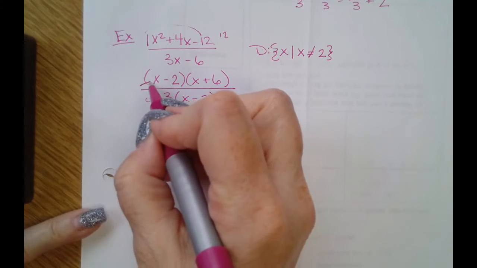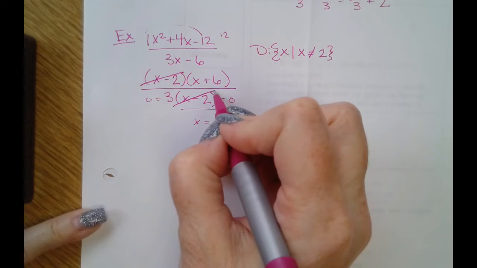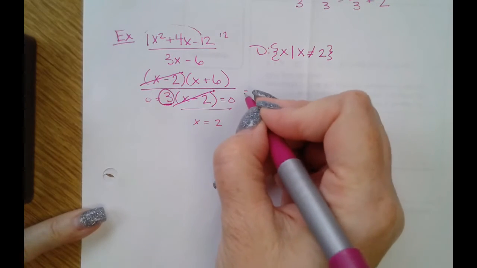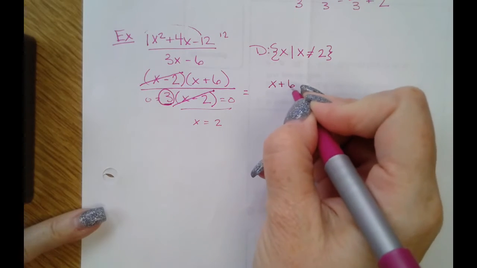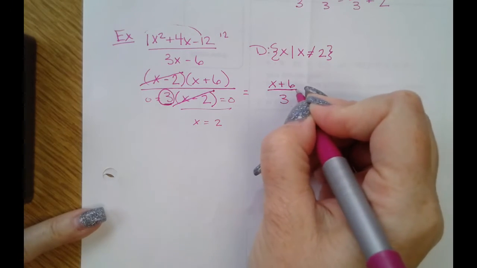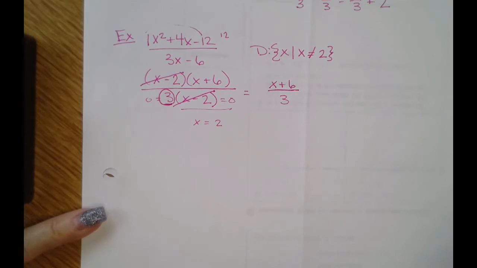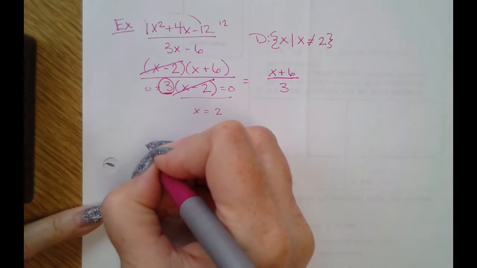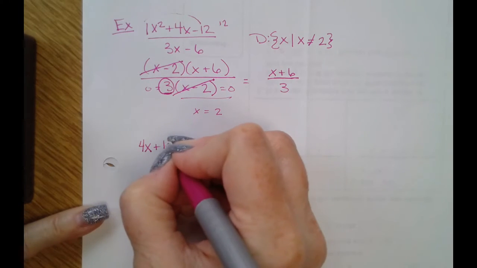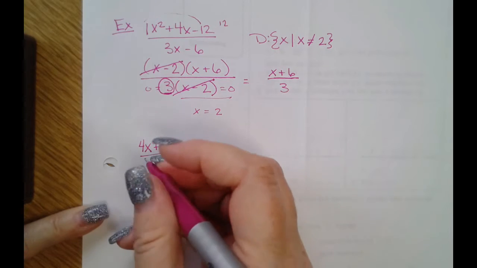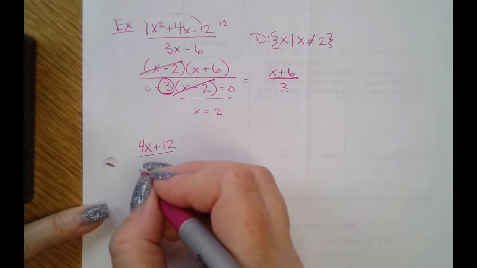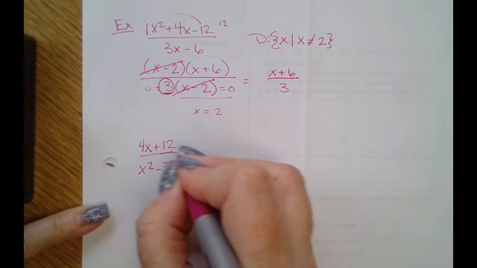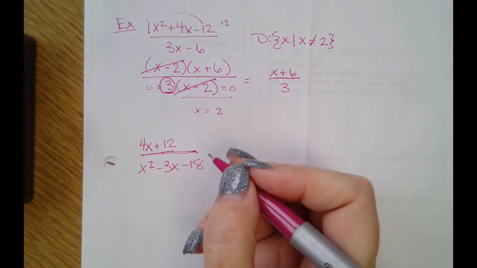So let's do another one. I have 4x plus 12 over x squared minus 3x minus 18. So again, the first thing I do is factor. So I can factor a 4 out of the numerator. And the denominator, I want factors of 18 that have a difference of 3, so that would be x minus 6 and x plus 3.